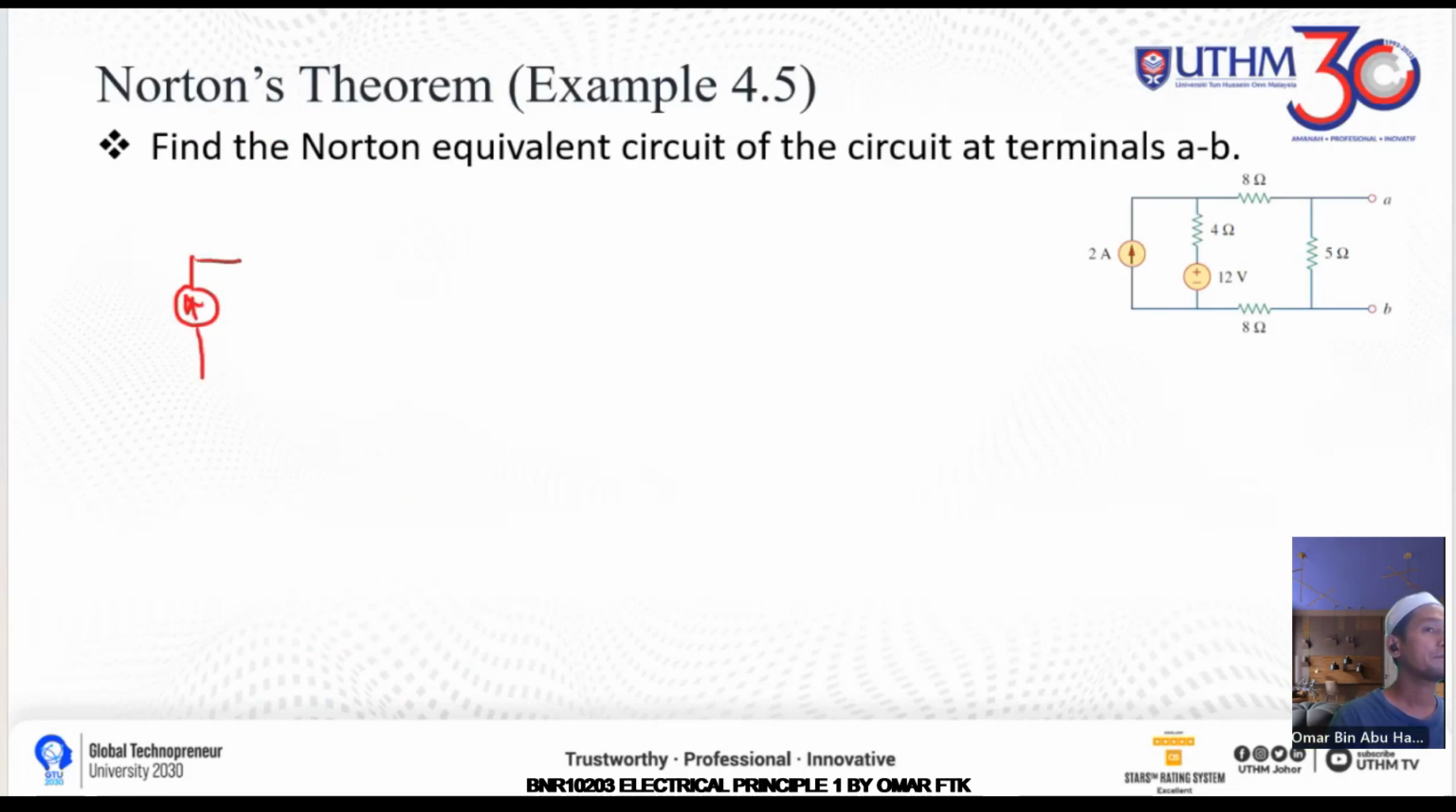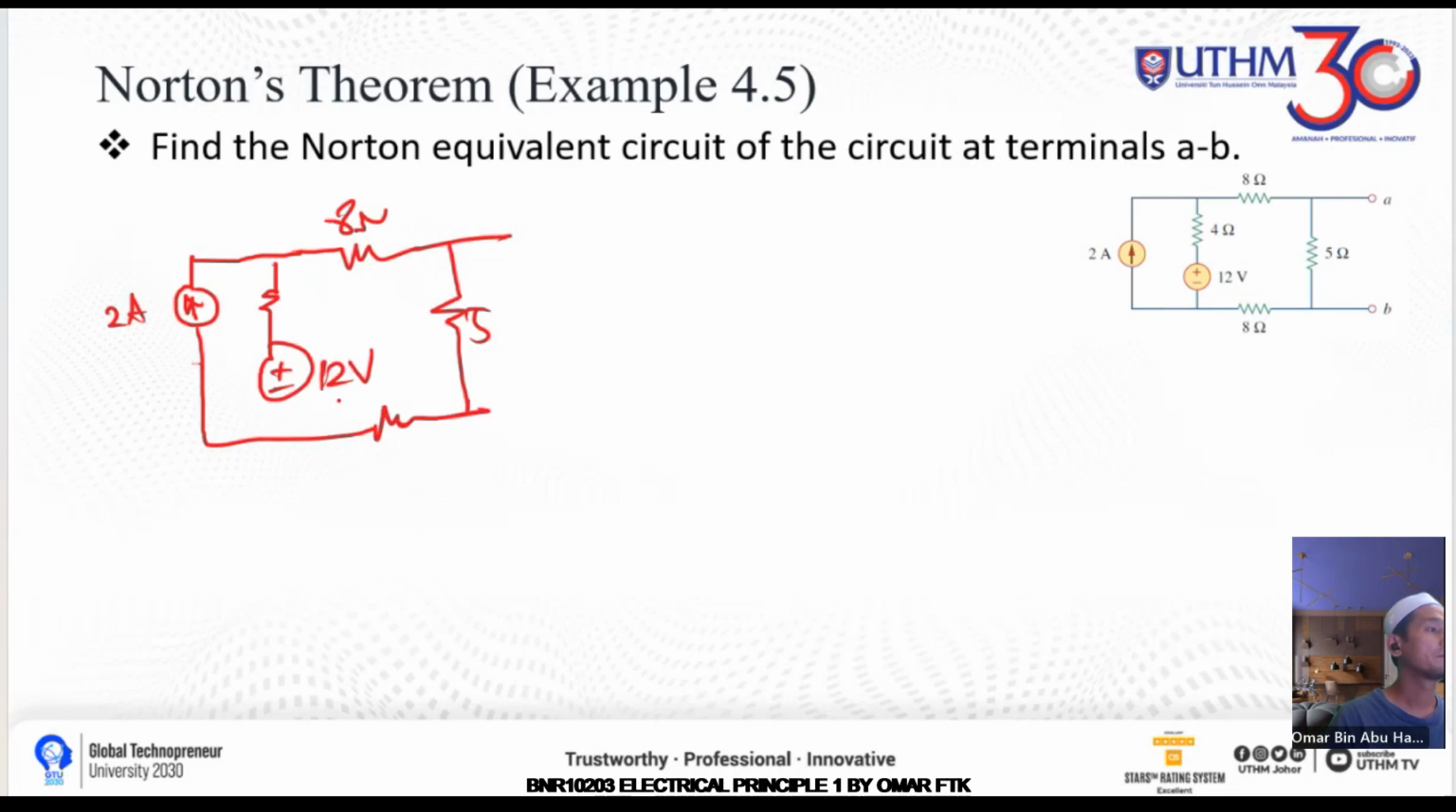Source 4, plus minus 12 volt. This one is 2 ampere, 8 ohm. Then you will have 5 ohm. This is 8 ohm. And then you have a short circuit here. This is In. Okay, you need to determine In over here.